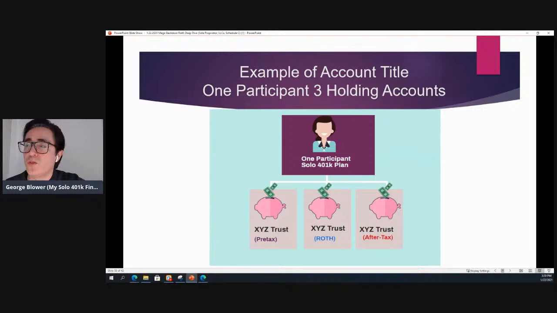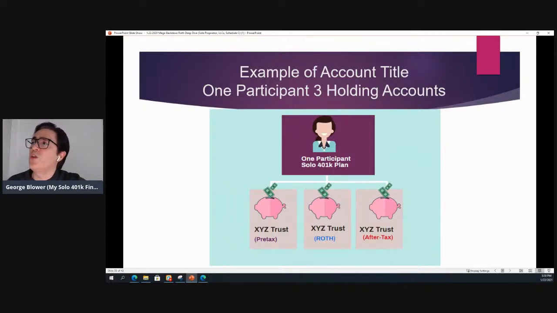And so the testing rules that apply to 401k plans generally don't apply to a solo 401k plan. So that means that you don't have to have the same amount of contributions for each person. You could have different contribution amounts, and you're not going to violate a testing rule because they don't apply to one participant plans.